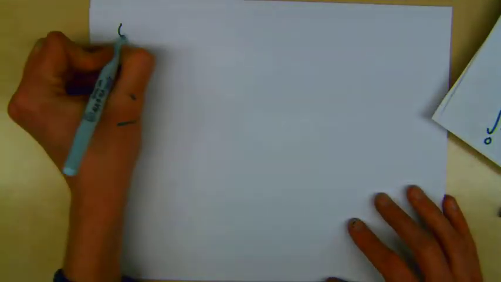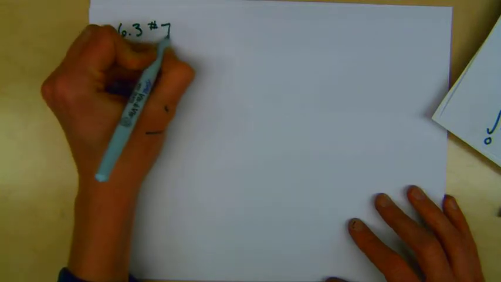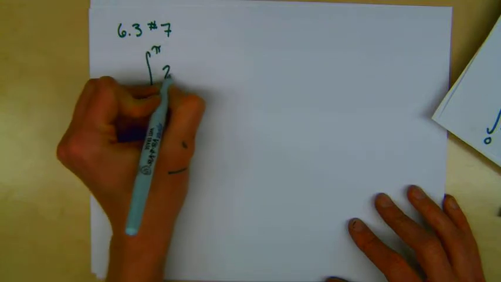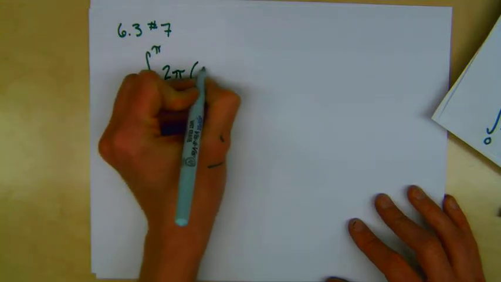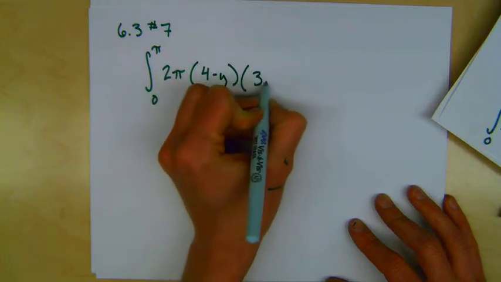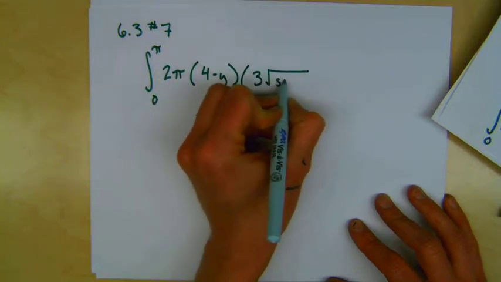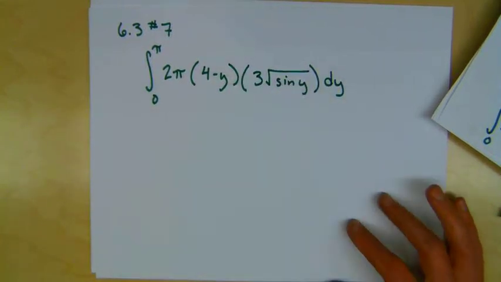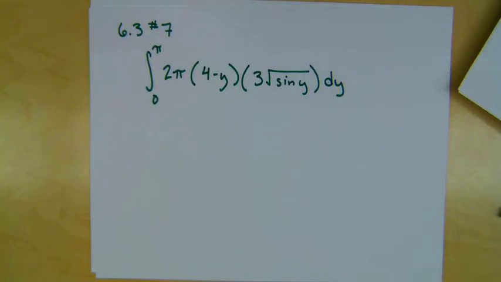That means for 6.3, number 7, we just decided that we're going to integrate from 0 to pi of 2 pi times r, which is 4 minus y, times h, which is 3 times the square root of the sine of y, dy. And that's all that they're asking for in the first part; we aren't asked to integrate it.